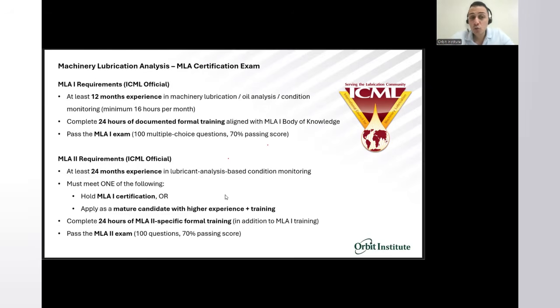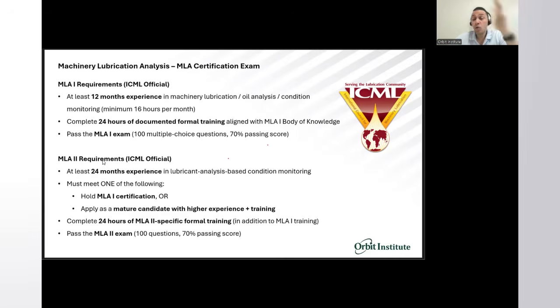Okay, the ICML requirements for applying for MLA2 training and certification: at least 24 months of experience in lubrication analysis, and you must meet one of the following requirements. You can apply for MLA2 if you hold the MLA1 certification. If you already passed MLA1 certification, you can apply for MLA2 certification.